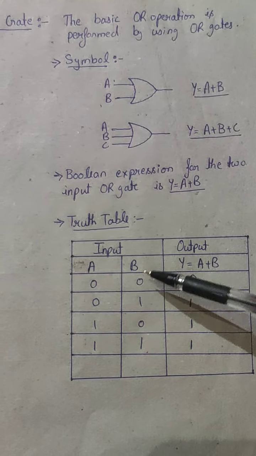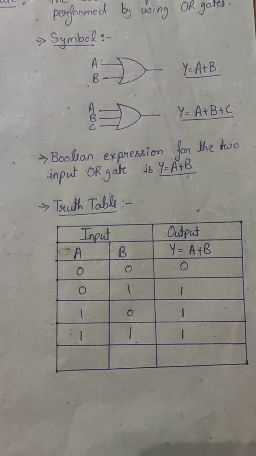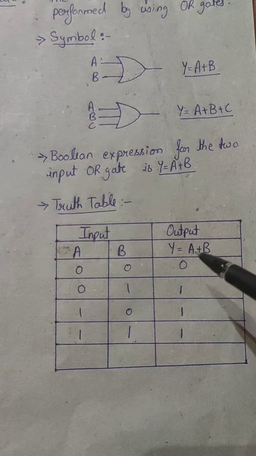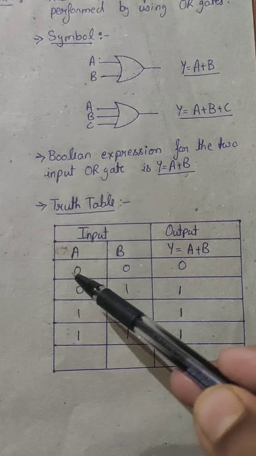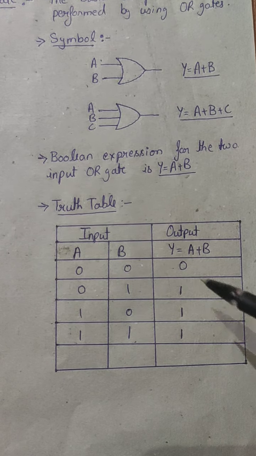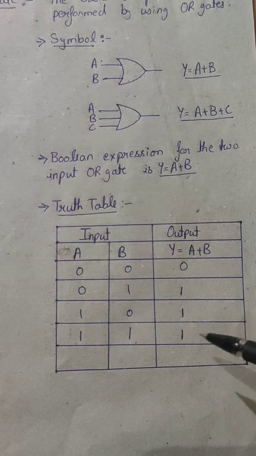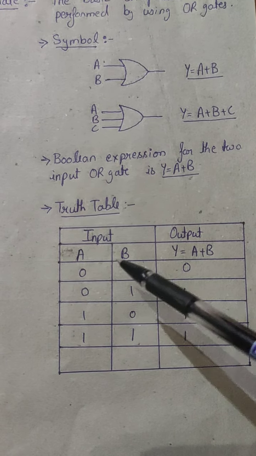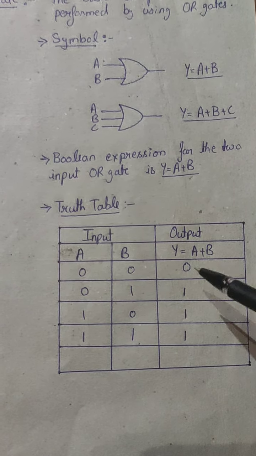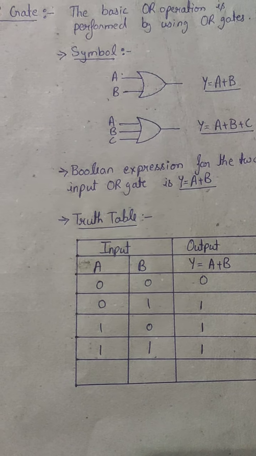This is the truth table for the OR gate, that is for two input variables A and B, and output is capital Y is equal to A plus B. When input is 0 0, output is 0. When input is 0 1, output is 1. When input is 1 0, output is 1, and when input is 1 1, output is 1. So we can see that only for 0 0 input, output is 0, otherwise it is always 1. So this is the OR gate.